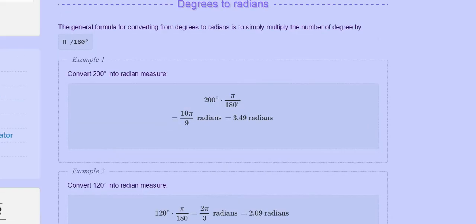Next, we will learn how to convert degrees into radians. Let's just say that we have 200 degrees. We simply multiply that by pi over 180 and we get 10 pi over 9 radians. That will give us 3.49 radians.